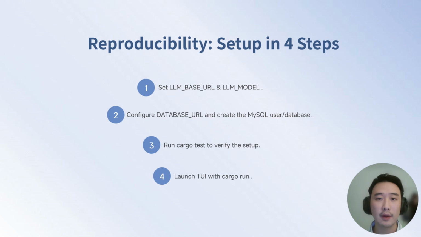To make grading and testing straightforward, we summarize the reproducibility into 4 steps. First, you need to set the LLM base URL and LLM model to point to your local AI server, for example, LM Studio. Second, you need to configure the database URL and create the MySQL user and database. Third, you need to run cargo test to verify the setup. Finally, you need to launch the TUI with cargo run.